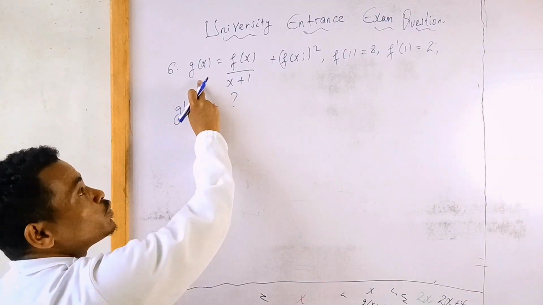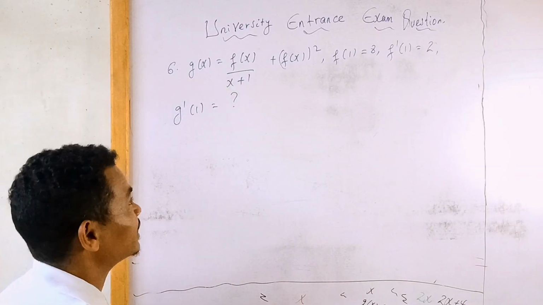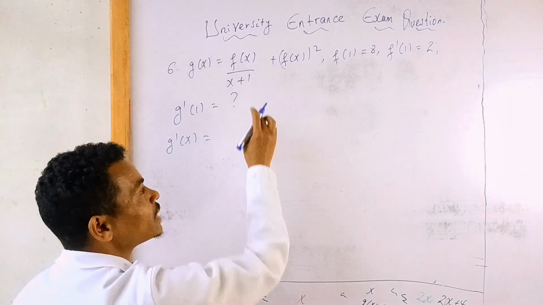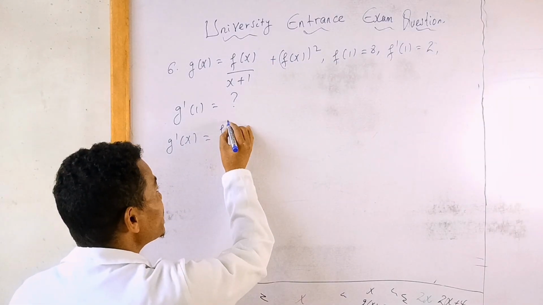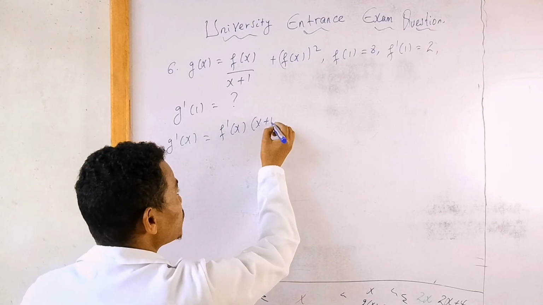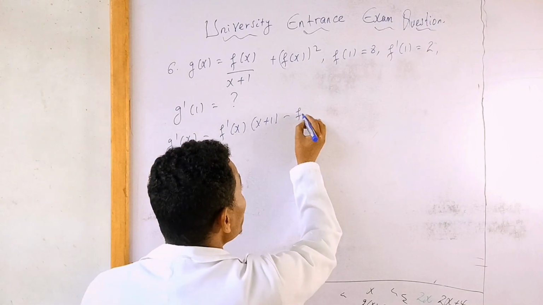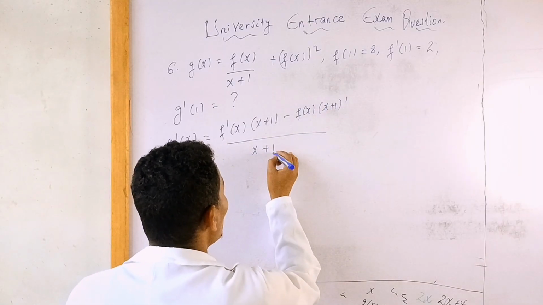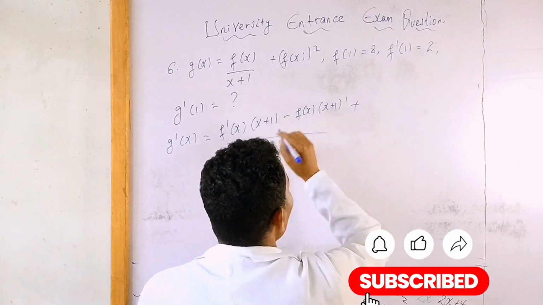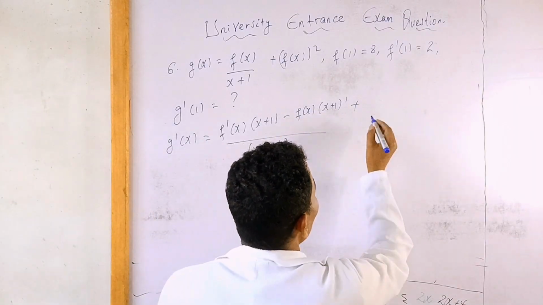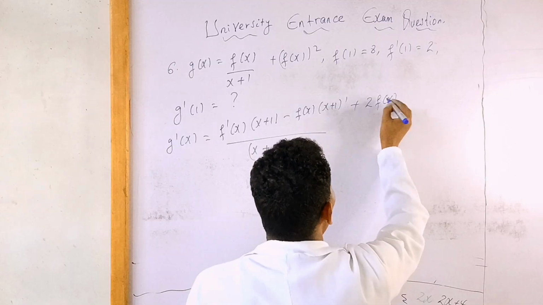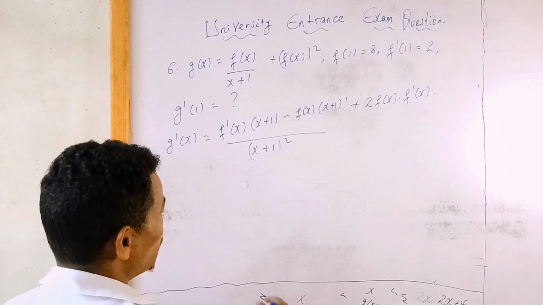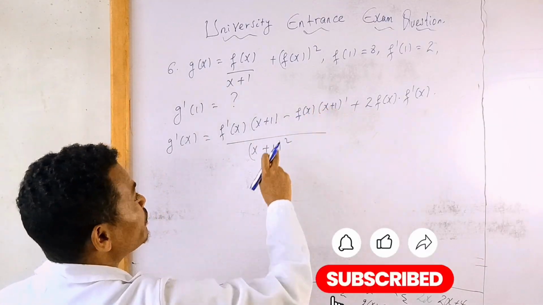So the first step is to take the derivative with respect to x. That is g derivative at x is equal to, for this one, the derivative looks like the quotient rule: f derivative at x times x plus 1 minus f of x times the derivative of x plus 1, over x plus 1 the whole square, plus the derivative of f of x the whole square, which looks like the chain rule: 2 times f of x times the inner derivative, f derivative at x.